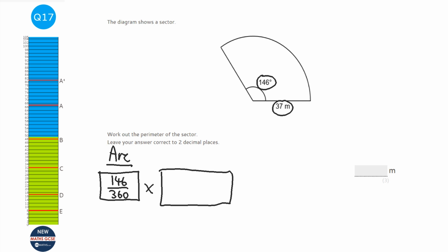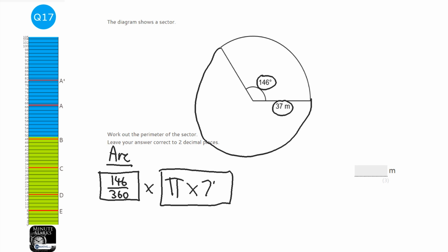Well, here we've got a radius because it's halfway across the circle. If you imagine the whole circle looks something like that, then the 37 is the radius. So we need to first of all double the radius to get the diameter, and so we're going to do pi times 74, which is twice 37. Okay, so we type that all into our calculator: I press the fraction button, 146 over 360 times pi times 74. And it gives me an answer in terms of pi.